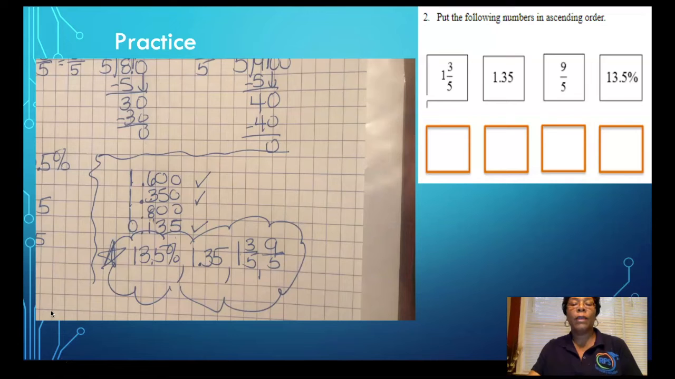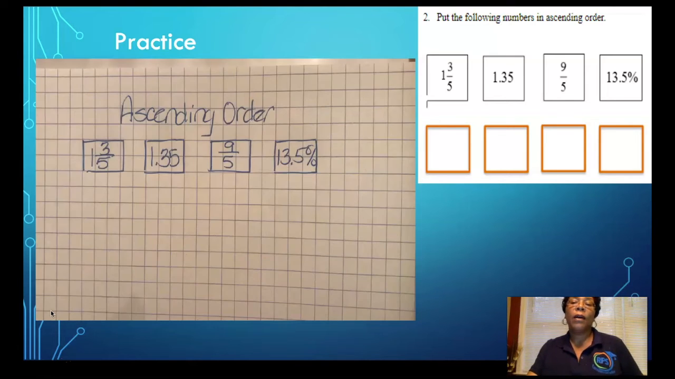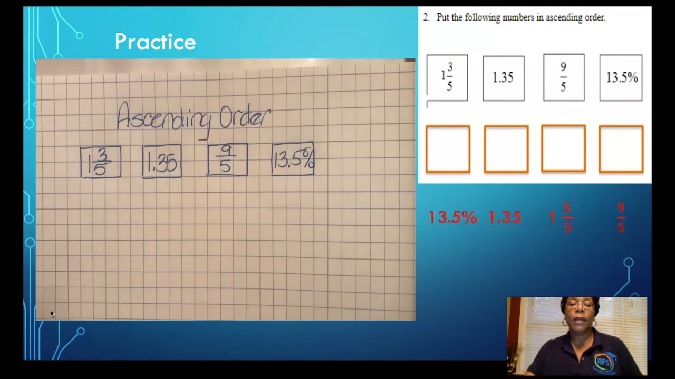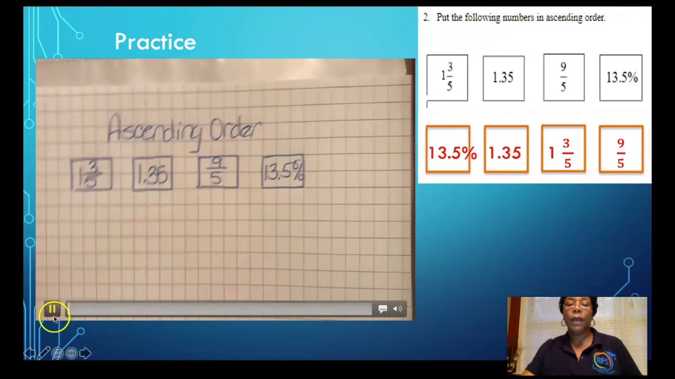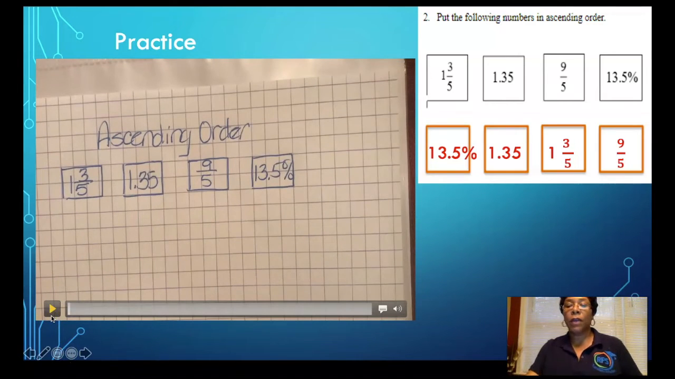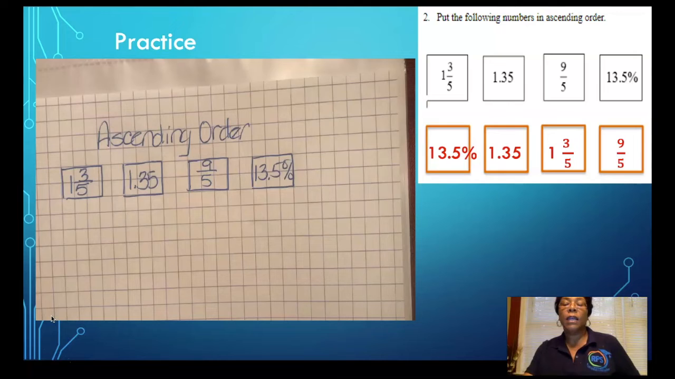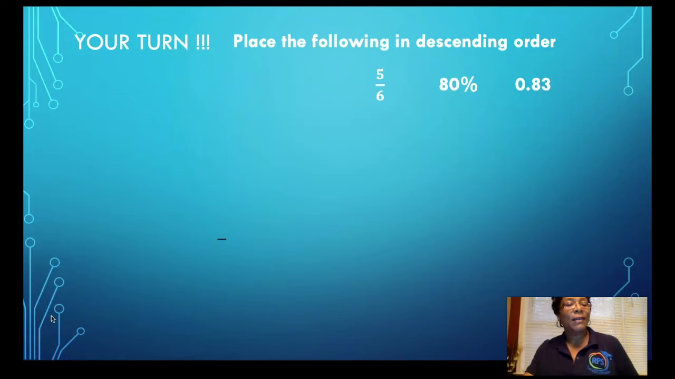So let's just go ahead and place our answers in the box. And our answers are located here. So as you can see, in its original form, in ascending order. A lot of work, but we have it correct.